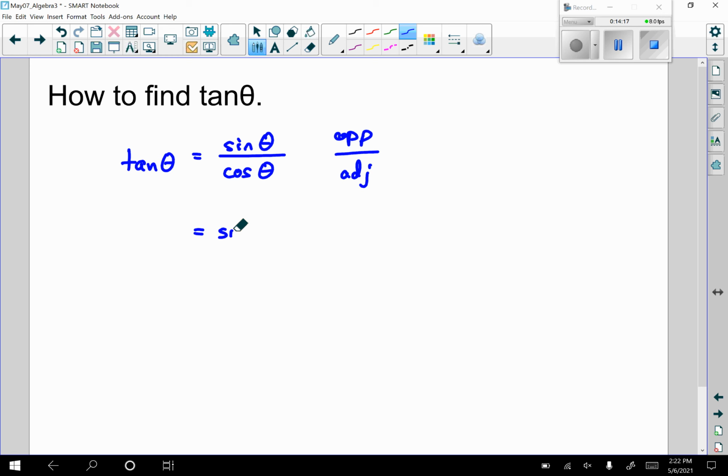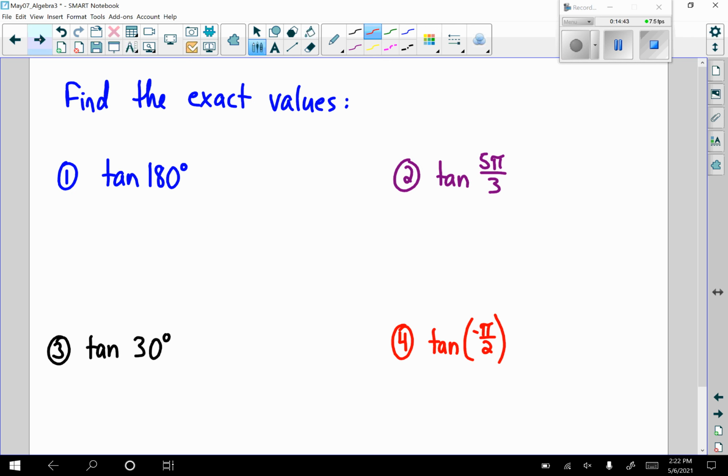Or you could write it this way, sine theta divided by cosine theta, because we're working with fractions. Or it's times the reciprocal of cosine, which we'll eventually get to. But these you definitely need to show your work. Because we're dividing, you need to show me what you're dividing. So let's look at 4 examples here. And let's try this again without looking at the unit circle. So for each one, we're going to make a sketch.